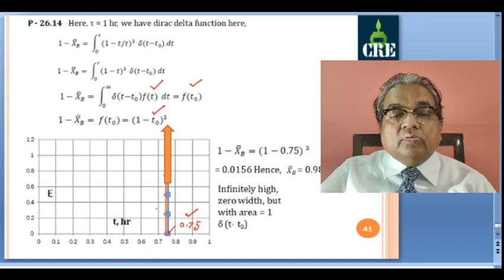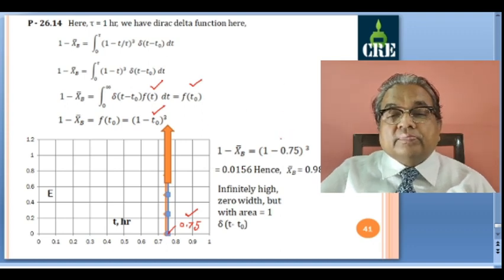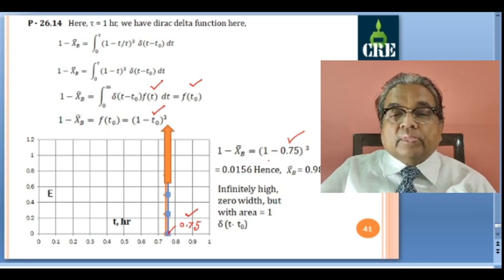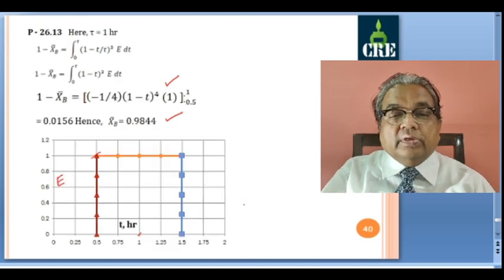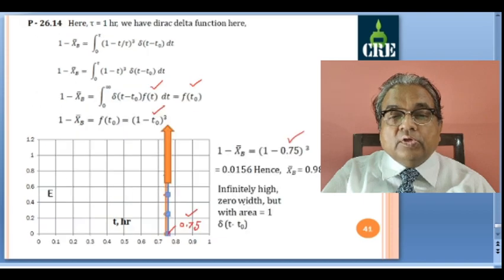Now this t0 value is here, and it represents this value. It is 0.75 hour, 45 minutes. So I will substitute it here. t0 is 0.75, that is from the figure. So 1 minus 0.75 whole cube, if you calculate this, comes out to be 0.0156, and this is 98.44% conversion. So almost nearing completion. If you look at the previous case and this case, you are getting almost exactly the same conversion.